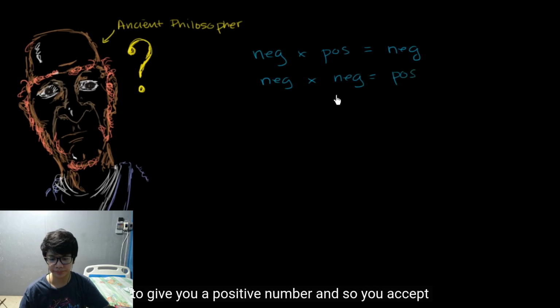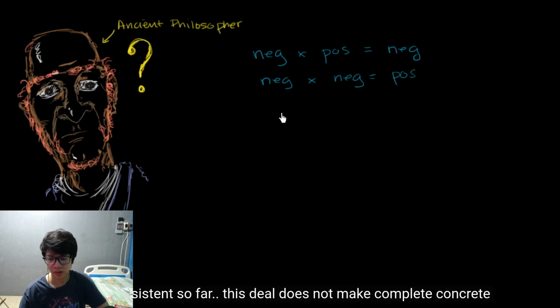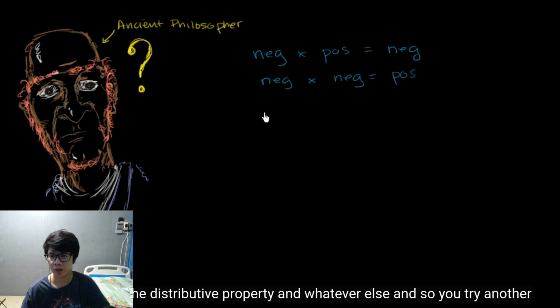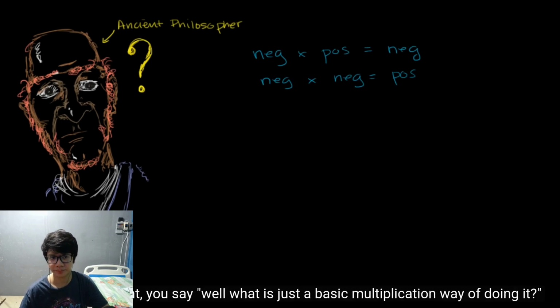And so you accept it, so it's all consistent, but it still does not make complete, concrete sense to you. You want to have a slightly deeper intuition than just having to accept it so that it's consistent with the distributive property and whatever else. And so you try another thought experiment. You say, well, what is just basic multiplication doing?